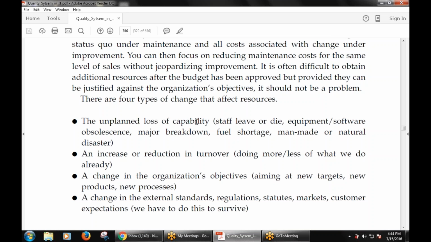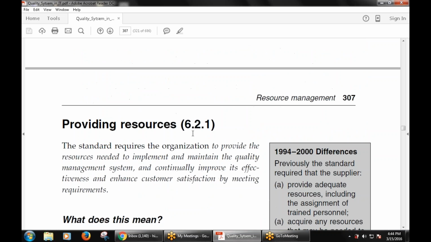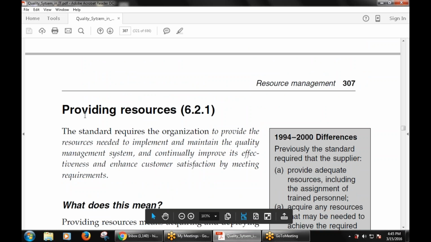Second, an increase or reduction in turnover. For example, if the number of employees is going down, that means a reduction in turnover and a reduction in sales. Then, a change in the organization's objectives: policies have been changed in the organization, so that is a change in the organization's objectives. Then a change in external standards, regulations, statutes, markets, and customer satisfaction expectations. Whatever changes are reflected in these external factors will need to be considered. So maintaining the resources is over.